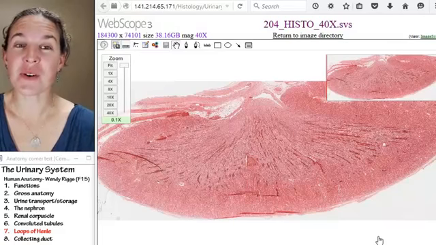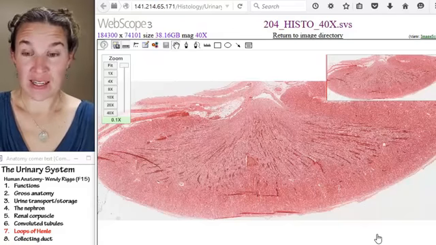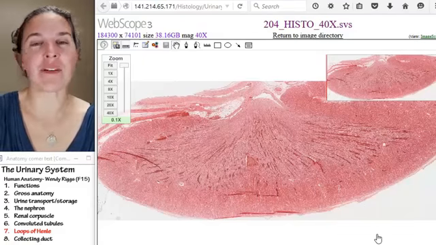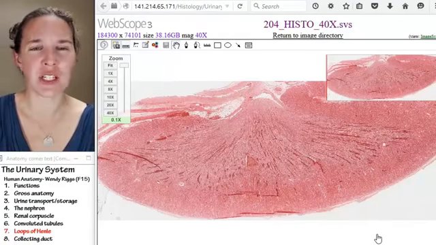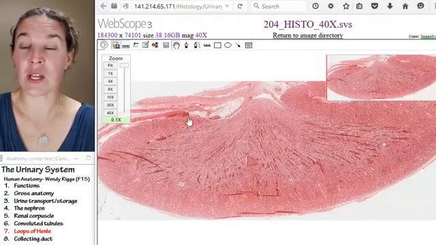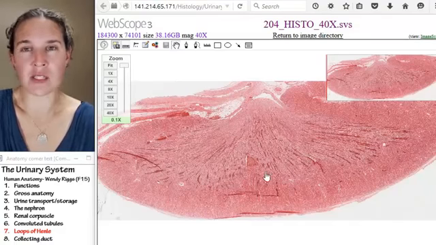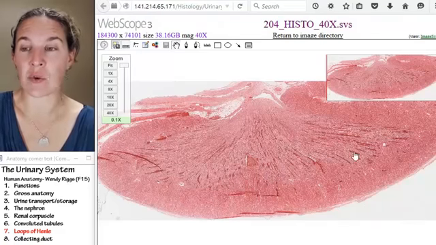So in order to take a look at our loops of Henle, I'm actually going to take us to my favorite place, University of Michigan histology site. These guys are amazing. You can actually see the entire kidney, and we're going to be able to go in and mess around just like you can in lab with your slides.